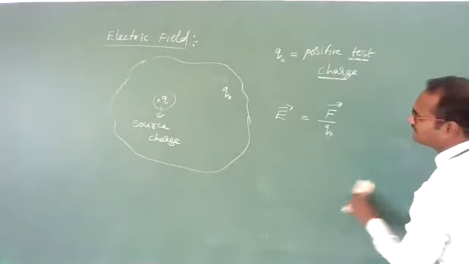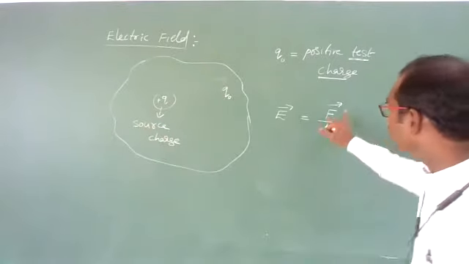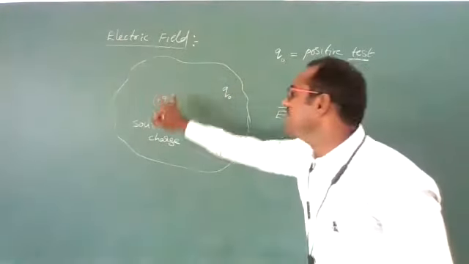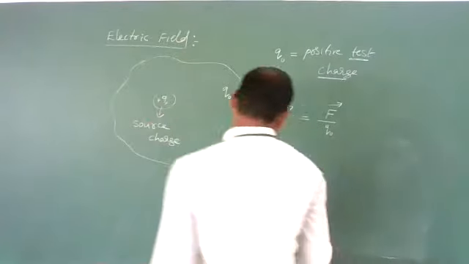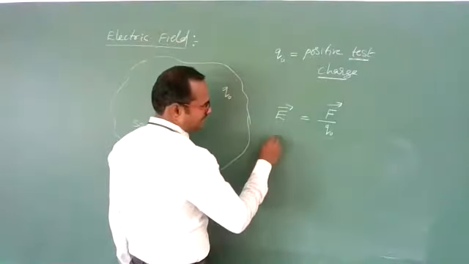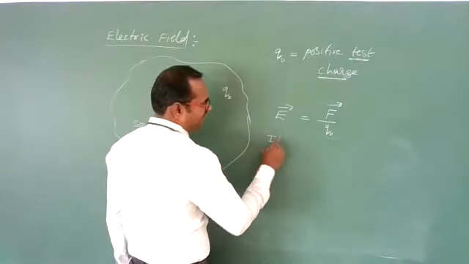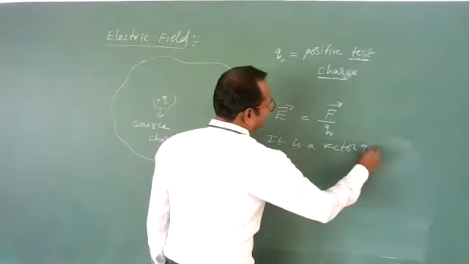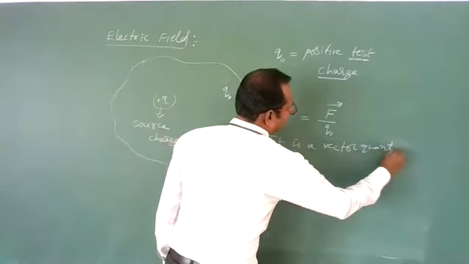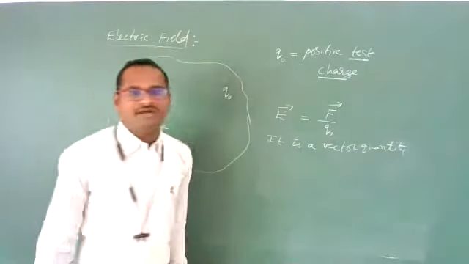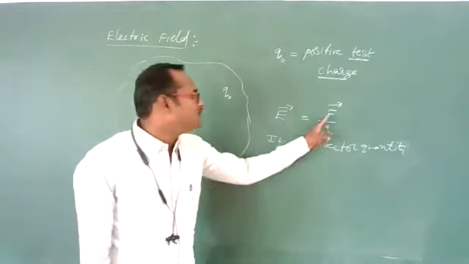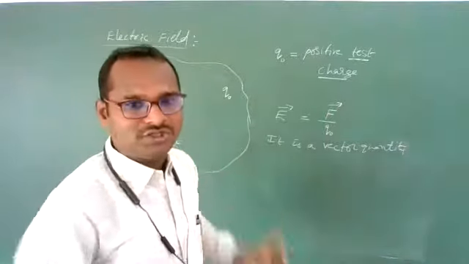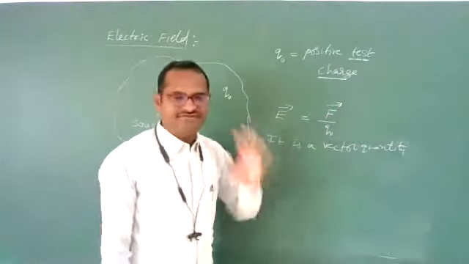So this is the electric field definition. Electric field is nothing but the force experienced per unit positive charge placed inside the field of a source charge. It is a vector quantity, which means it will have a direction also. Which direction? It will have a direction in the direction of force. In whichever direction the force acts on a positive test charge, in that direction the electric field will be there.